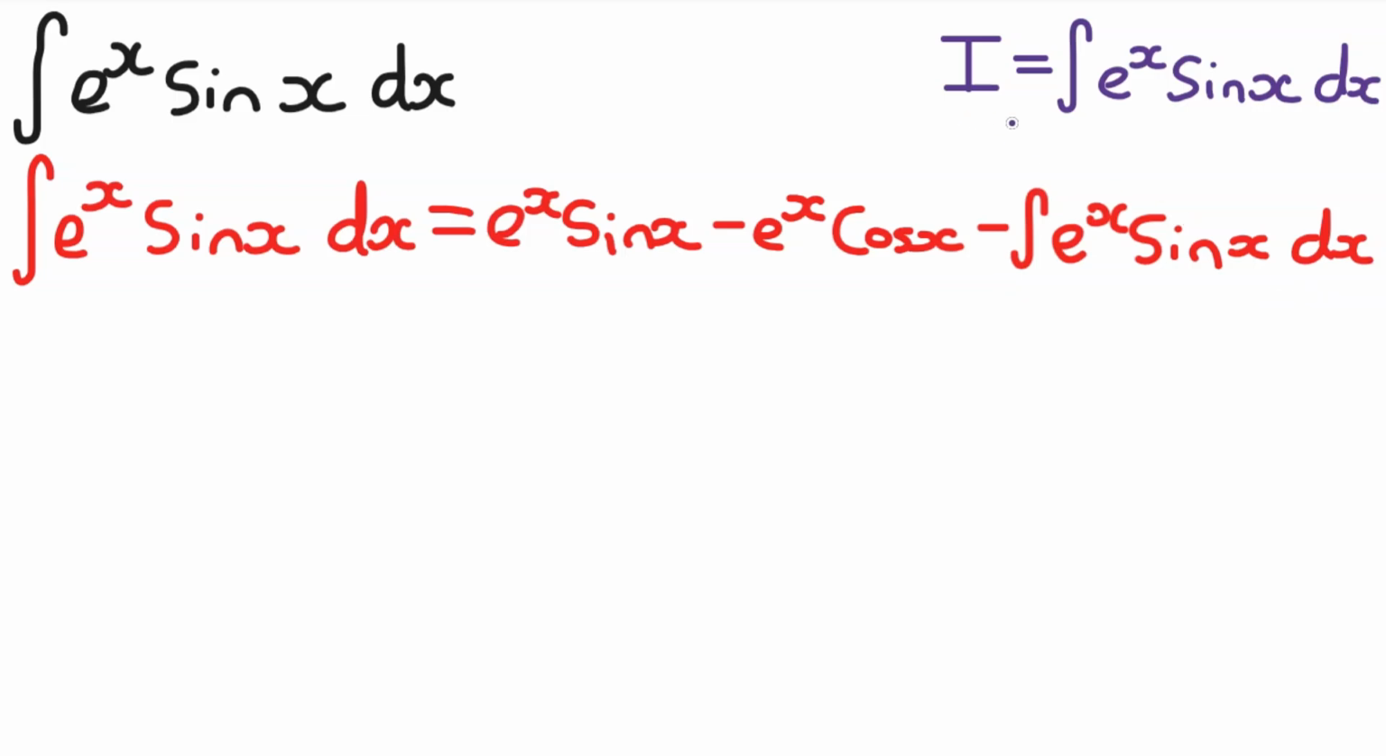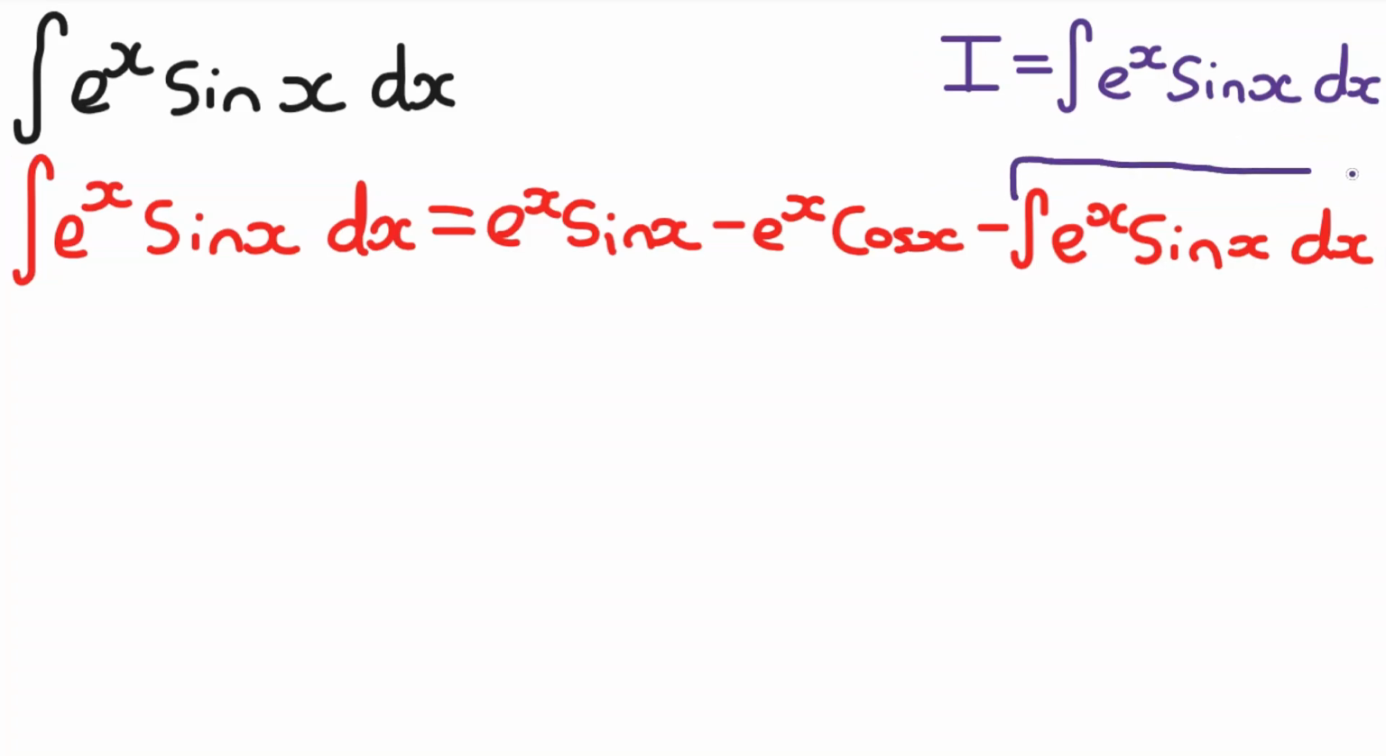Well, now what we're going to do is make use of this capital I is equal to the integral of e to the power of x sin x dx. With this equation here, we're going to sub out all of the times this integral comes up, and we're going to sub it out for a capital I. So where does this integral come up?